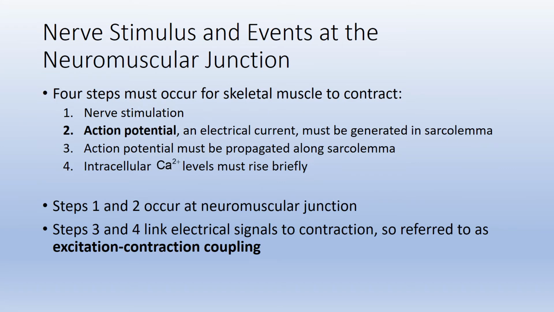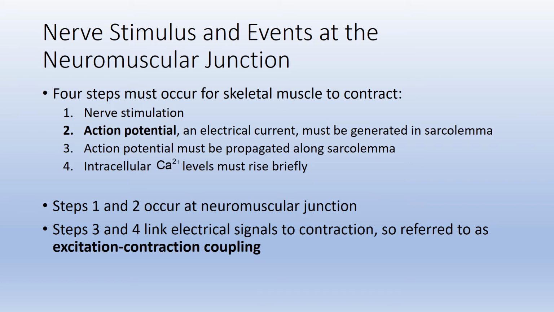Before any part of the sliding filament model can occur, and even before we can form a cross bridge, we need to talk about nerve stimulation, which goes back to the excitability or responsiveness characteristic of muscle tissue, as well as the neuromuscular junction.